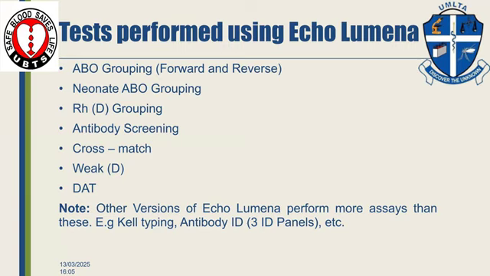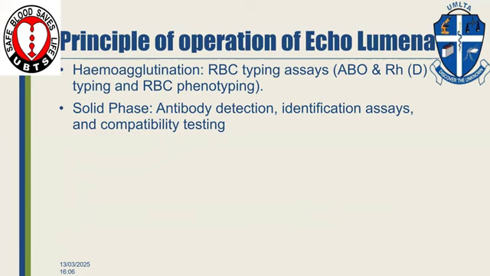Now, the principle, it has two phases. One depends on hemagglutination. And when we're talking about hemagglutination, we are emphasizing antigen-antibody reaction. And this is usually for red blood cell typing, that is ABO and rhesus D typing and phenotyping. Then the solid phase, it is for antibody detection, identification assays, and compatibility testing, majorly focusing on the compatibility testing or cross-match.